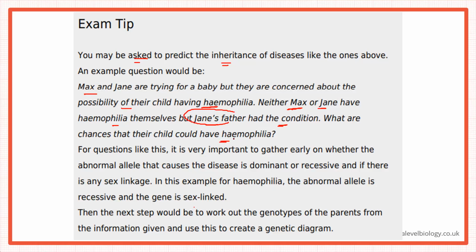For questions like this, it's important that you gather information on whether the abnormal allele that causes the disease is dominant or recessive, and whether there is any sex linkage. In this example, hemophilia is a sex-linked disease, so the abnormal allele is recessive, and the gene is sex-linked. The next step is to work out the genotypes of the parents from the information given and use this to create a genetic diagram, right? So you can be given questions like this. So that's about the diseases which are caused by genetic mutation.